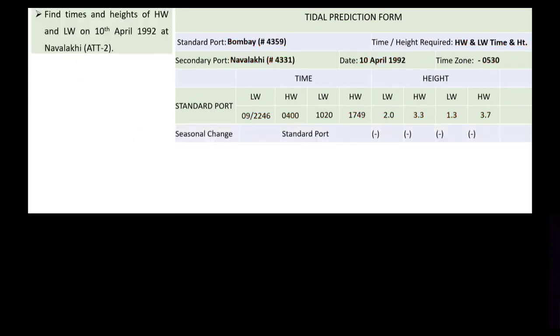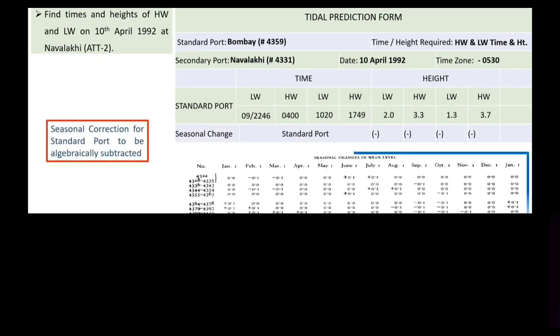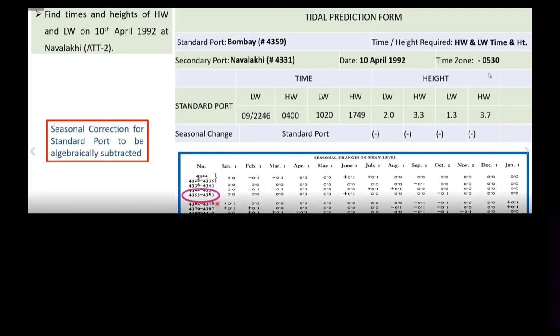Next, we have to algebraically subtract the seasonal correction at the standard port, which is Bombay. Here is the seasonal change table. Bombay number is 4359, which lies in this range, 4355 to 4363. So what is the seasonal correction you are getting, beta, for April?